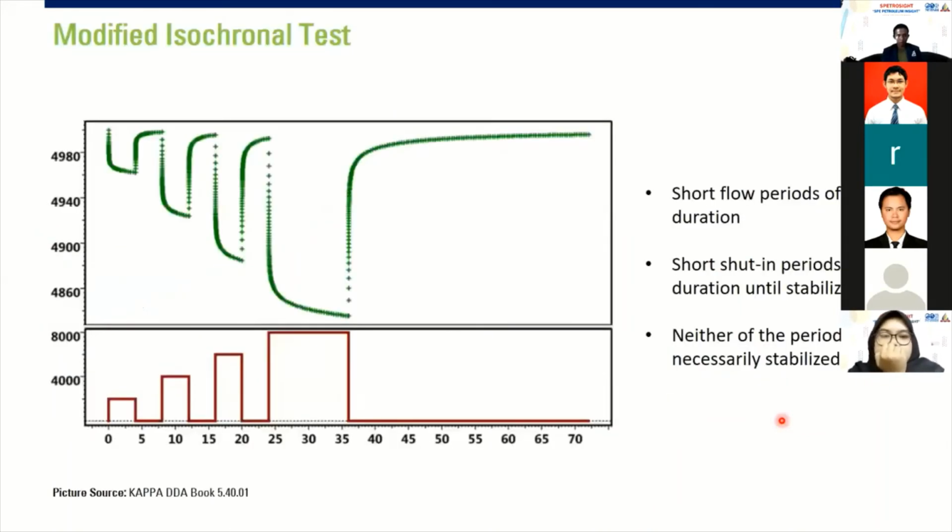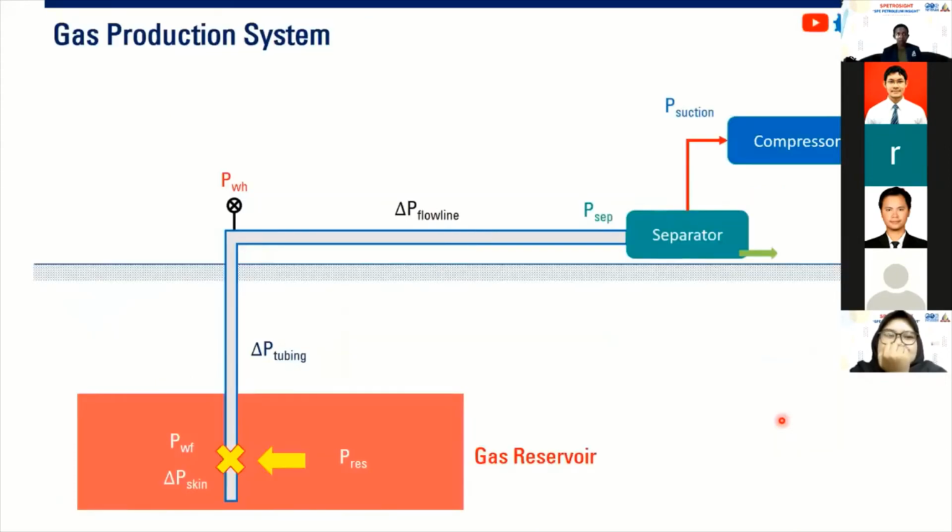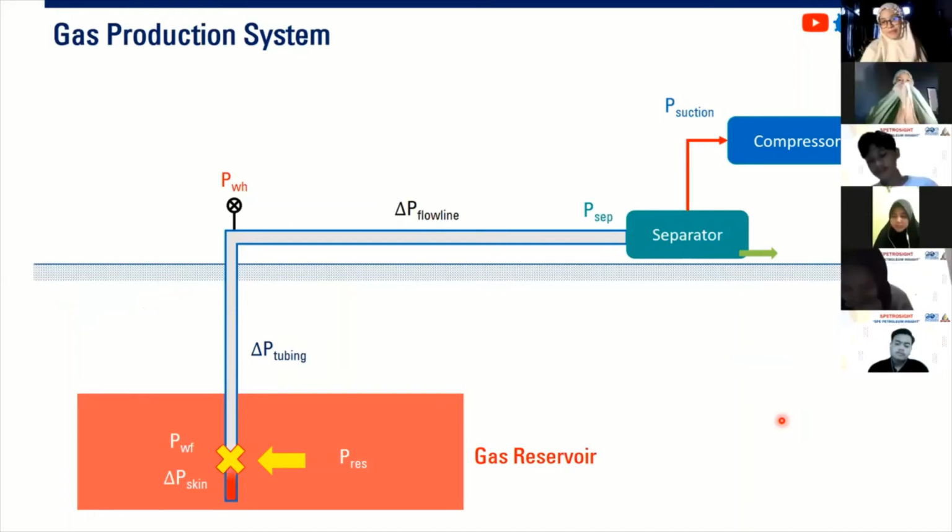We already discussed the introduction, gas volumetric, gas material balance, and then gas deliverability. So if we know already the deliverability of our reservoirs, the production system is actually like this one, okay?